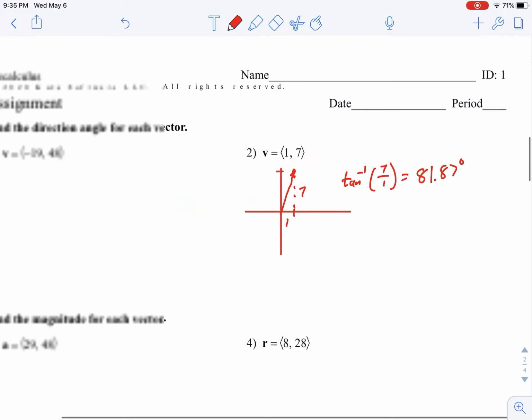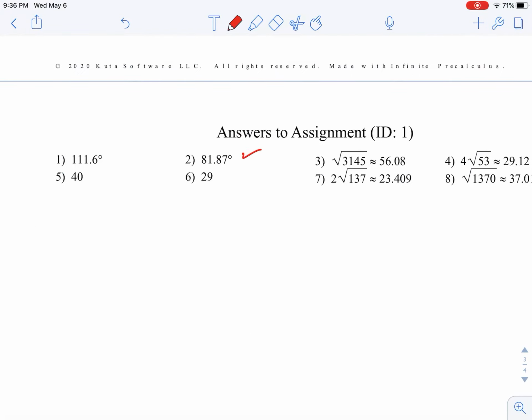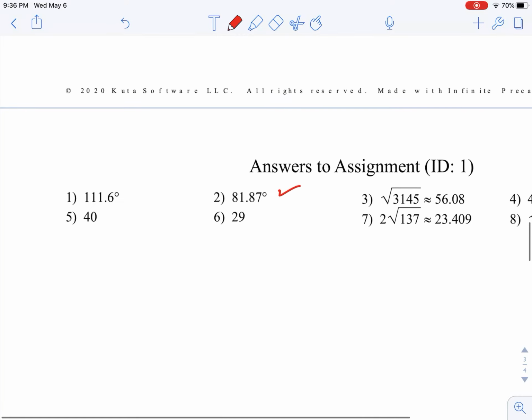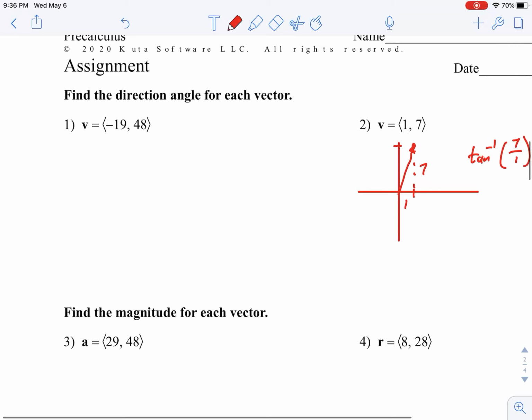81.87 degrees. So review from the previous lesson. There it is. You do number 1, you should get 111.6. So give that one a try. Don't forget to graph it first, and that way you know if you need to add 180, subtract 180, subtract it from 360, whatever.